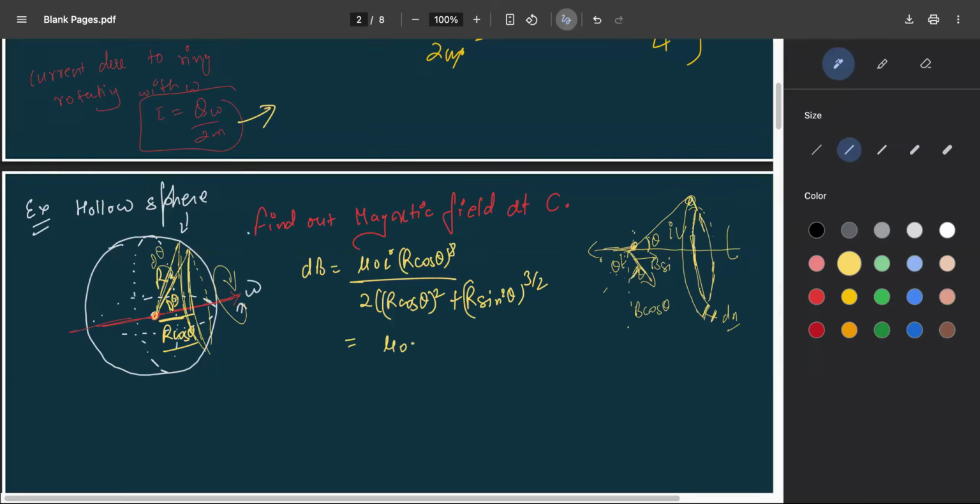So mu naught I r cos square theta divided by... If you see carefully, it is cos square theta, sine square theta. R square will come out common. So what is the final thing you are going to get? R square, because there is a 3 by 2 and this thing is into 1. So this is what we are doing. Is it clear, Kate? Yes, sir. Okay.